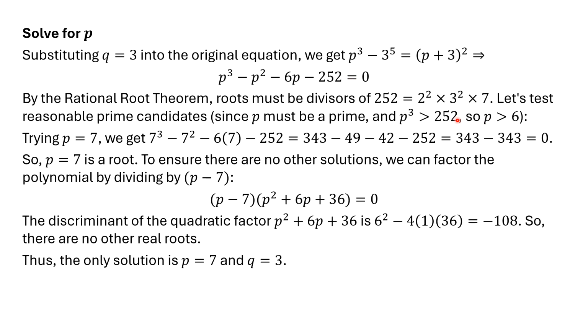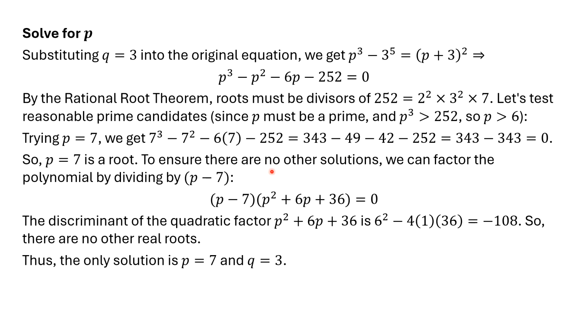So the only choice we really have here is p equals 7, and we put that into this equation, and I've done the computations, and in fact it's 0. So p equals 7 is a root. We can look to see if there aren't any other roots. We know there aren't any other prime roots because the only other prime roots could be 2 and 3, but we can just check to see if there's any other roots.